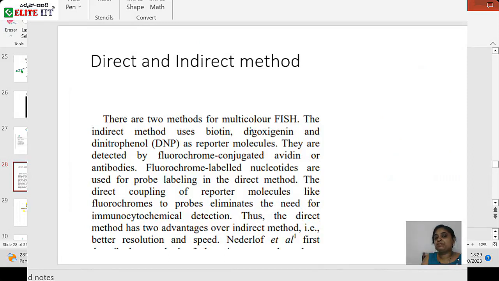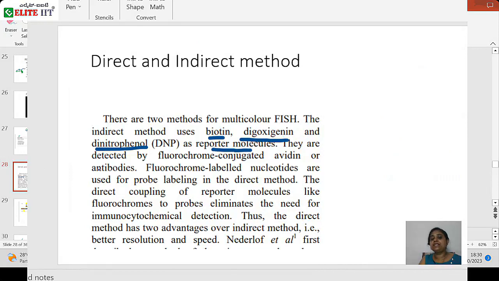So there are two methods for multicolor FISH. The indirect method uses biotin, digoxigenin and dinitrophenol, DNP, as the reporter molecule. Whereas if you consider the ELISA method, in that case we are talking about the primary antibody. Biotin and digoxigenin are actually reporter molecules.